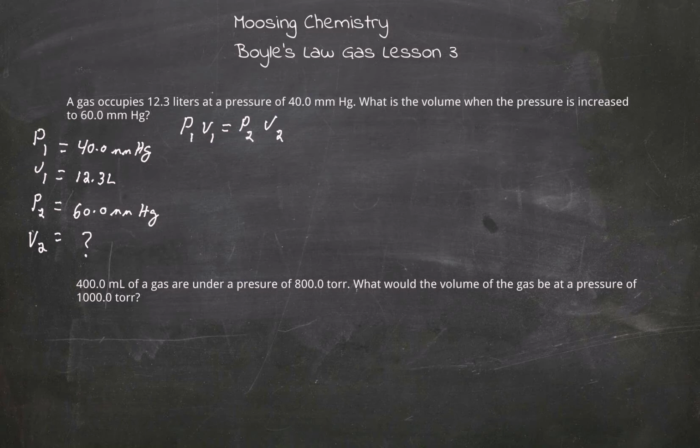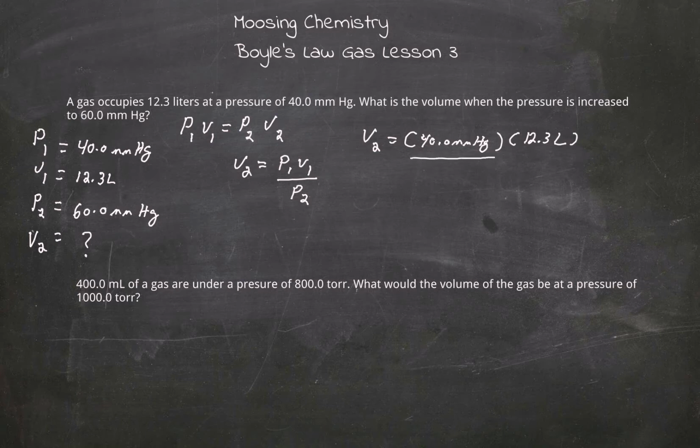All we have to do is rewrite P1 V1 equals P2 V2, solving for V2: V2 equals P1 V1 over P2. Now all we want to do is plug in our numbers, and then we'll be able to solve it. Pretty easy, huh? So P1 is 40 millimeters of mercury, times our first volume, which was 12.3 liters. So far, so good.